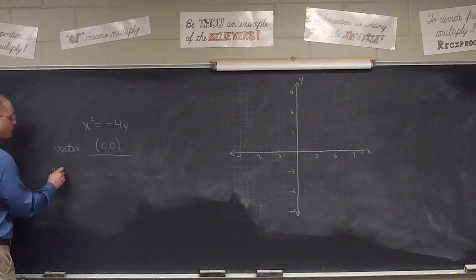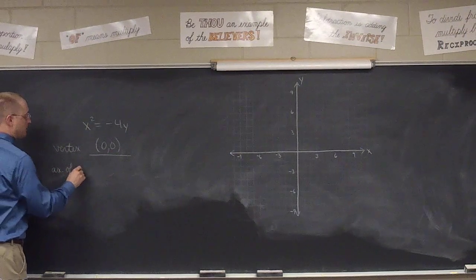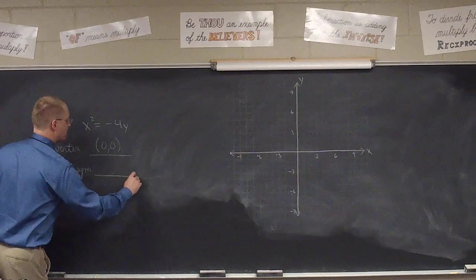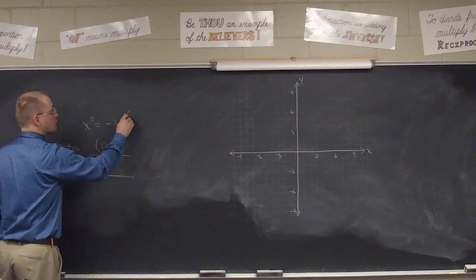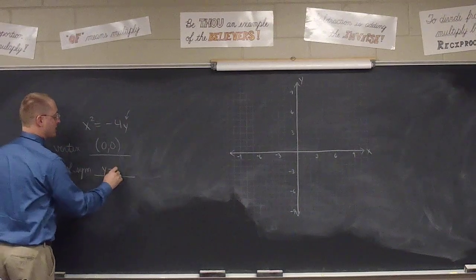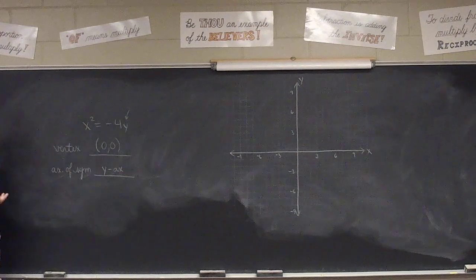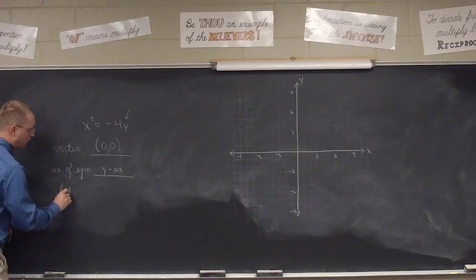The next thing that I always want to know is what is the axis of symmetry? Is this a sideways or is it an up-down? Well, in this case, which axis is the axis of symmetry? The y, the non-squared variable. So that means this is going to be an up-down parabola. Make sense? The next thing I want to know is what is the focal length?